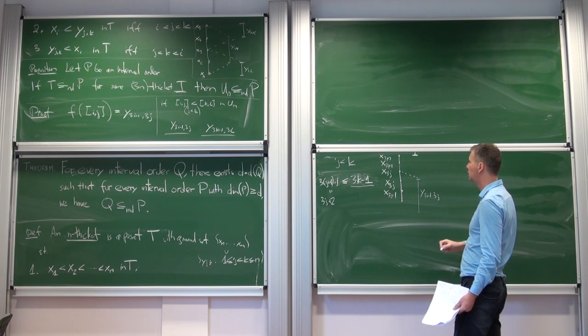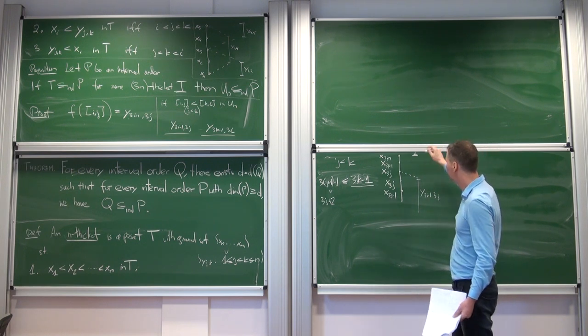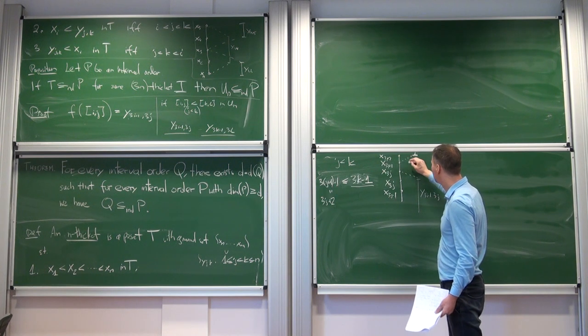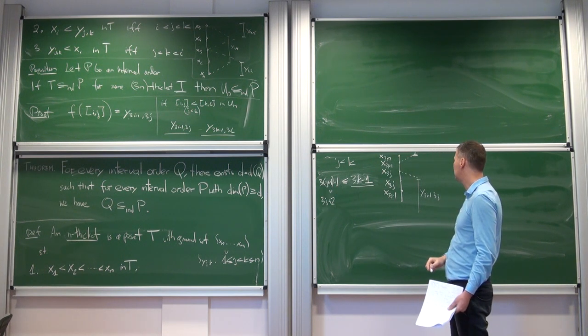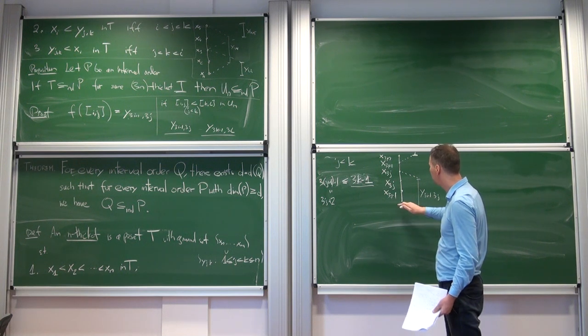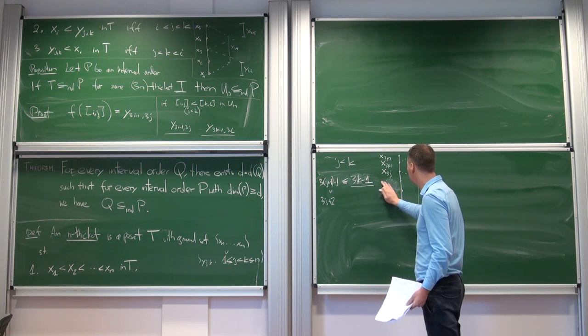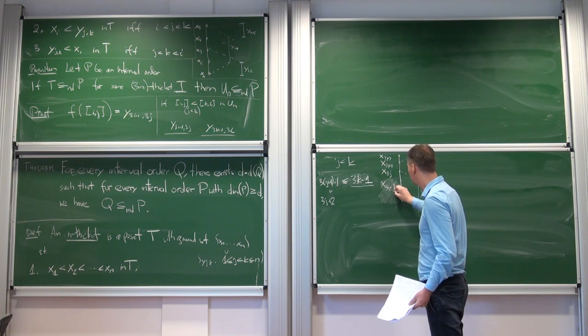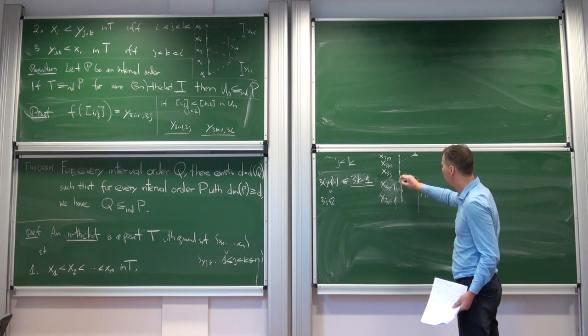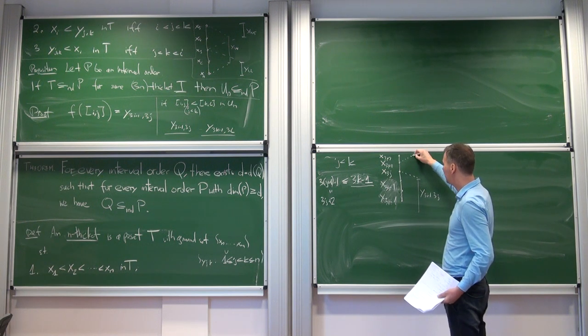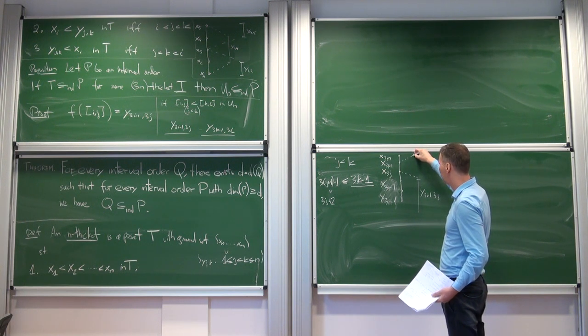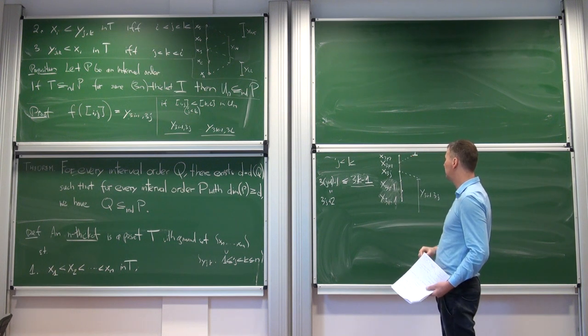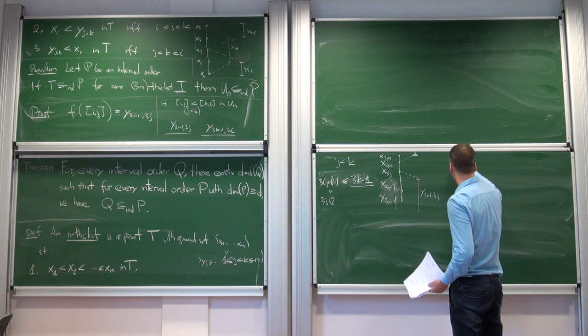So it is the same or higher, but for sure it is above x_{3j+1}. Yes. Actually, I did something silly here, so that's why it was confusing. So this guy is below x_{3j}, and this guy is above x_{3j+1}. So they will be comparable, yeah?